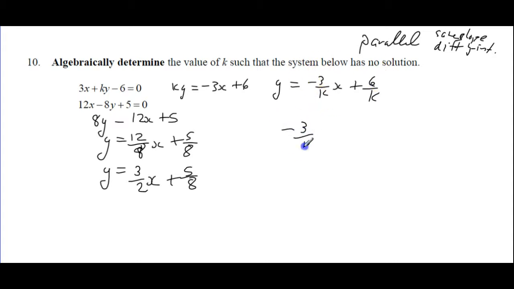That means that negative 3 over k must be equal to 3 over 2. Negative 6 is equal to 3k, so k is negative 2. And 6 divided by negative 2 would be negative 3, and that's 5/8, so they'd be different, right? So same slopes, negative 3 divided by negative 2 is 3/2, so we would have the same slope, different y-intercepts, and therefore have no solution.